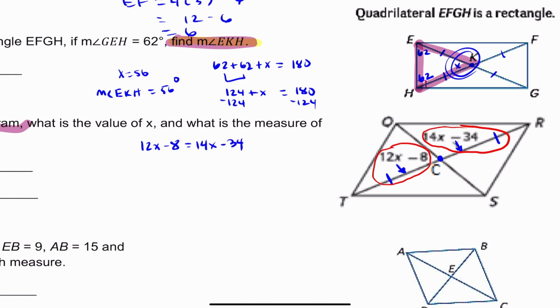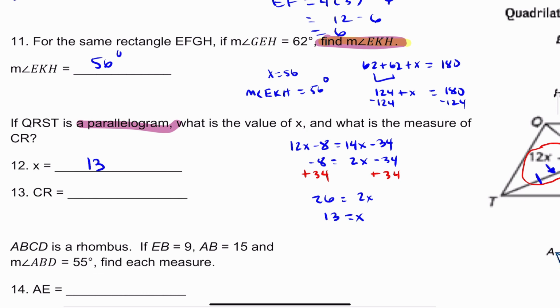And then I get negative 8 equals 2x minus 34. Then I'm going to add both sides by 34 here. I get 26 here. Let me go ahead and show my steps. Add the 34 on both sides, okay? And then that's negative 8 plus 34, which is 26. Set that equal to 2x. I'm dropping the 2x down. So 13 is equal to x. That's great. 13 is equal to x.